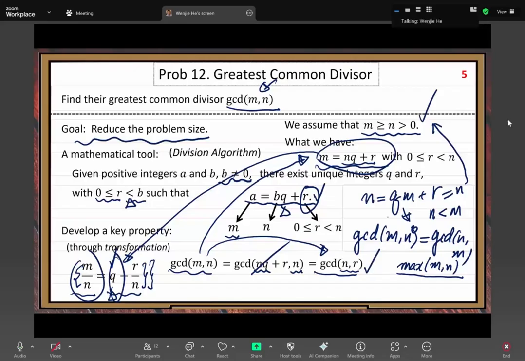And this is a special size reduction way. It is a variable size reduction. Sometimes larger, sometimes smaller, and it's hard to predict how large you can bring down the problem size.